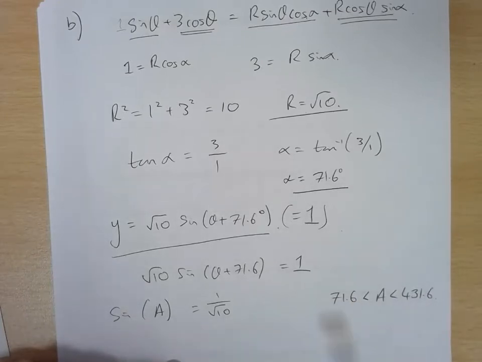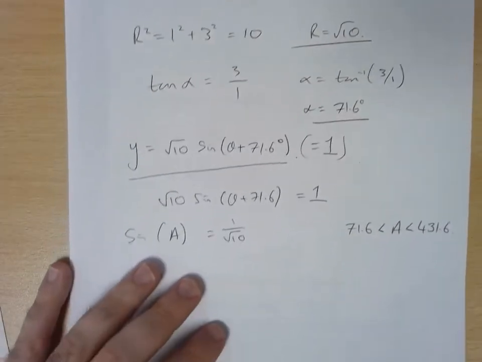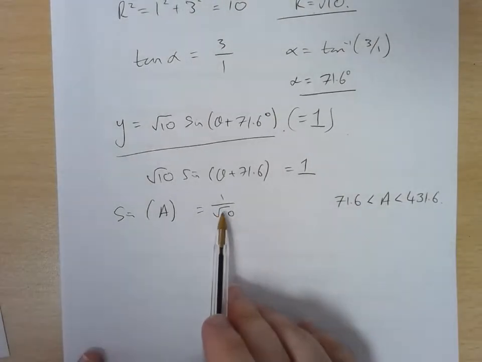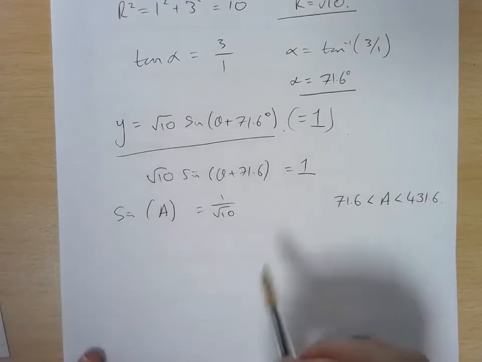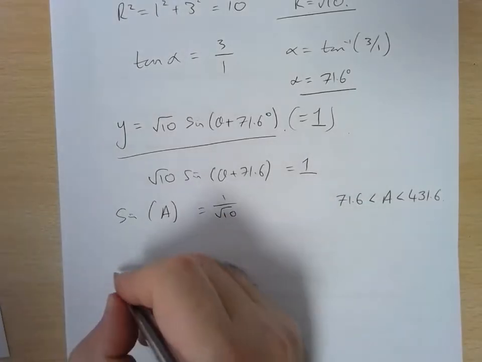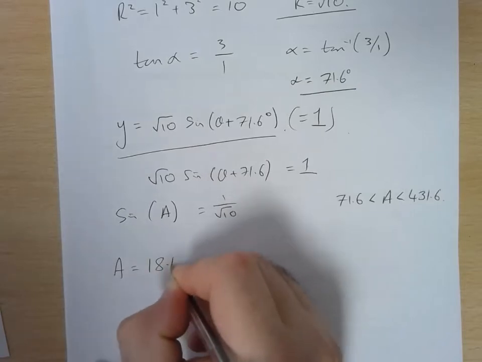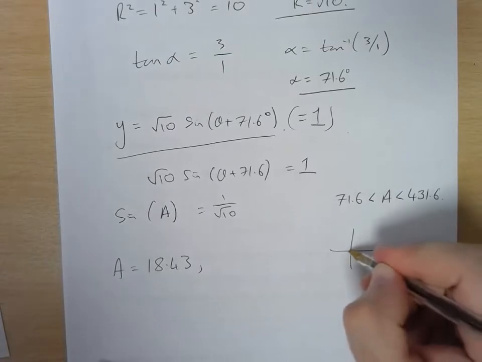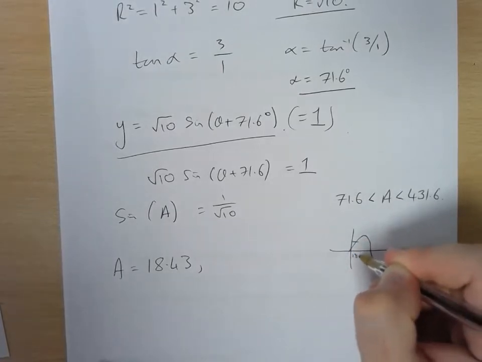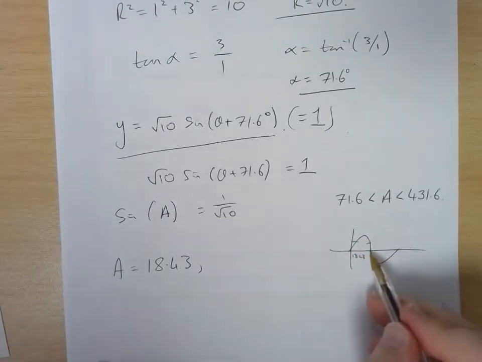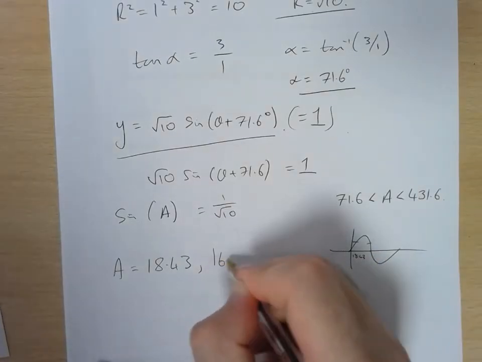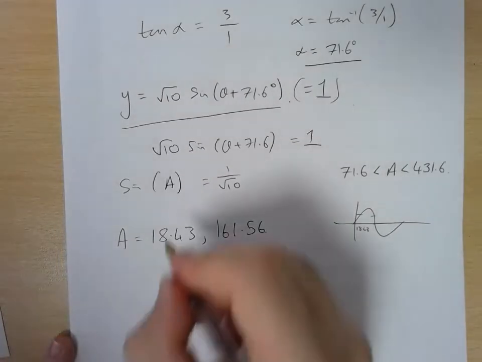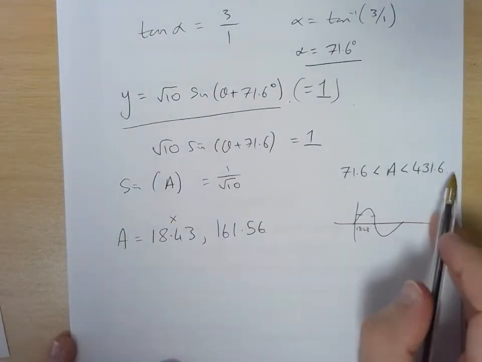This is one way of looking at it. If you have another way of finding multiple solutions that you're happy with using, by all means use that one. So I'm going to find my 2 answers that give this one. If I do sine minus 1 on a calculator, I'm going to get A equals 18.43. And the other one comes from the sine graph. So we've got my 18.43 here, which is 180 minus that, which gives us 161.56.